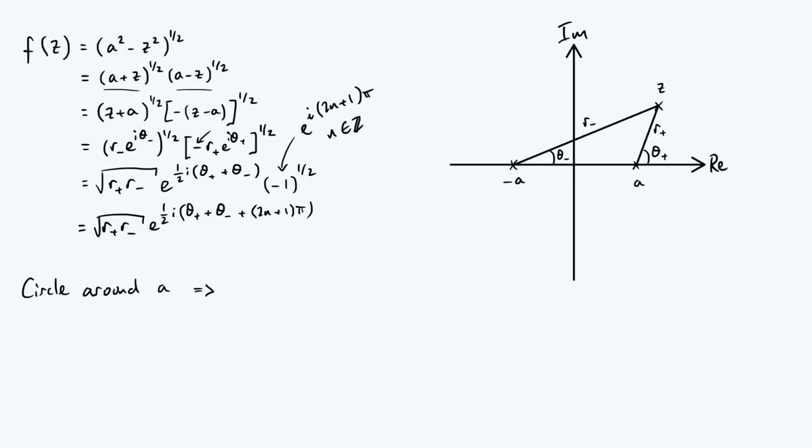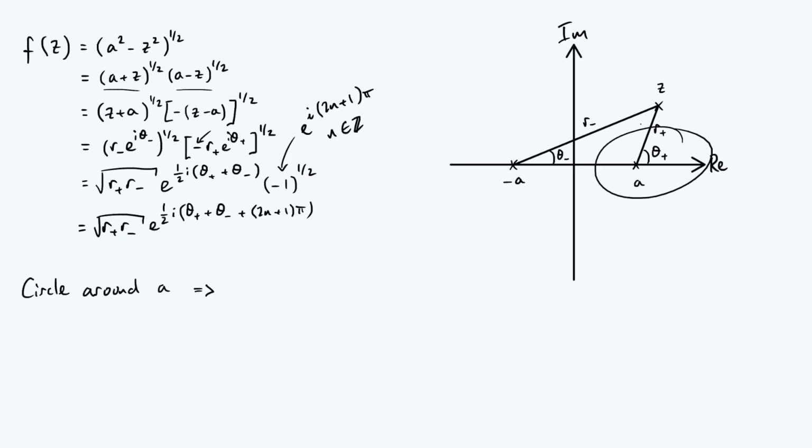We've written it in polar form in terms of the moduli and arguments of z relative to the points a and minus a. So what's the point of doing that? Well, the point is that it allows you to show that a and minus a are branch points of the function f of z. So the way this works is you imagine moving around a path in the complex plane that encircles, first of all, let's say the point A. So it could be a path that looks something like that.